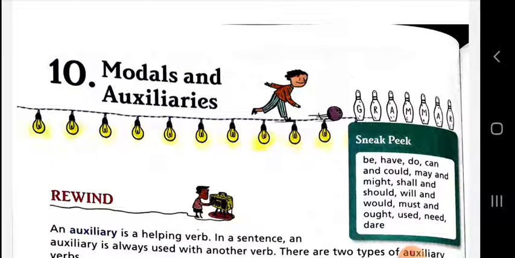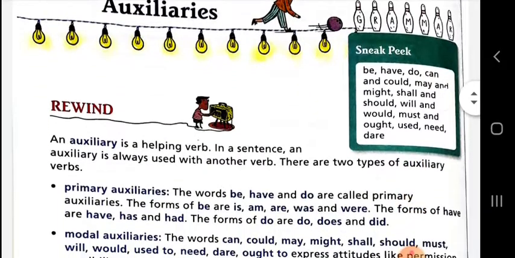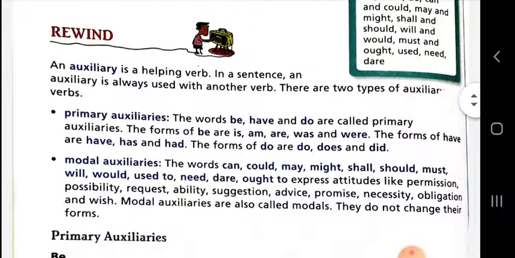Dear students, today we are going to talk about modals and auxiliary verbs. Dear student, auxiliary verb is divided into three parts. First is primary auxiliary verbs, second modal auxiliary verbs, and third marginal auxiliary verbs.